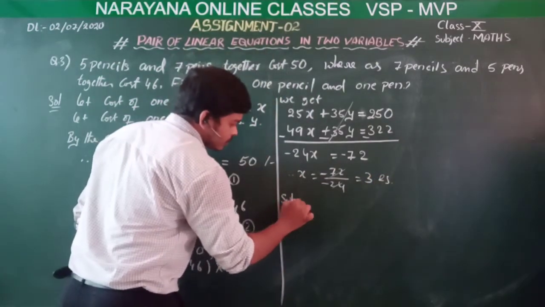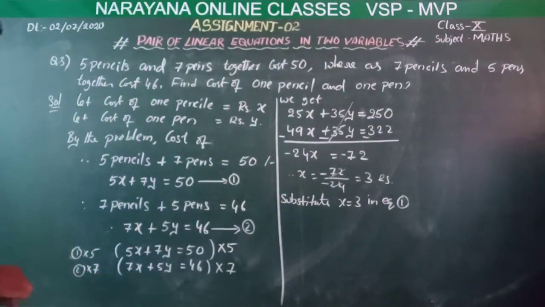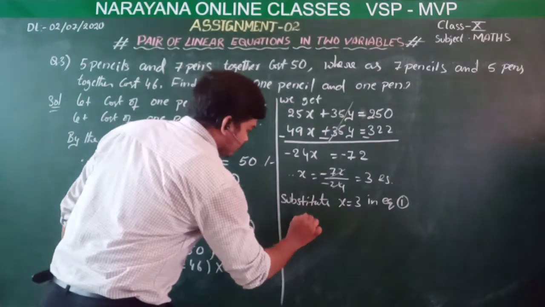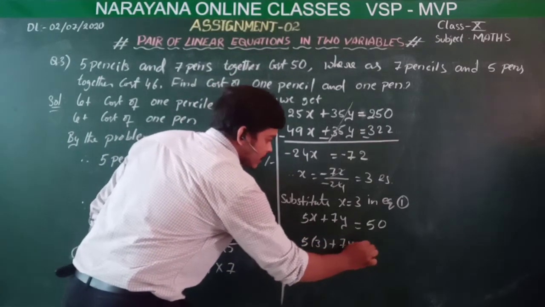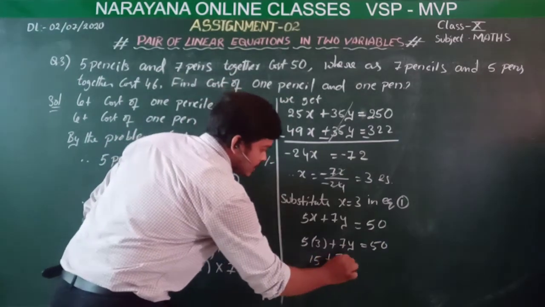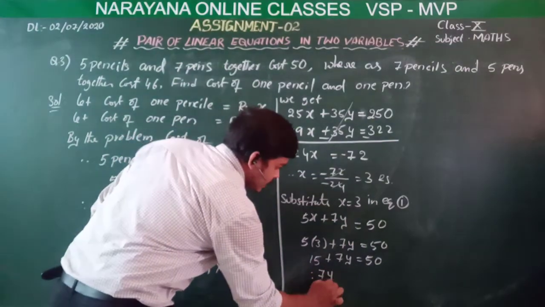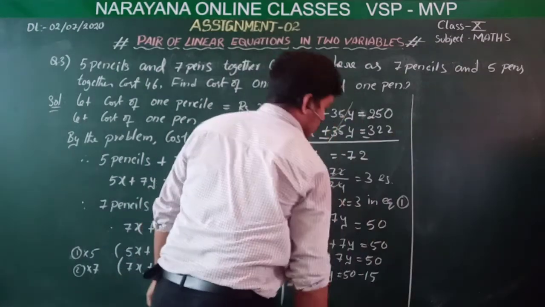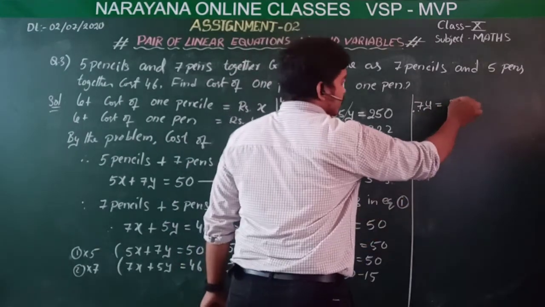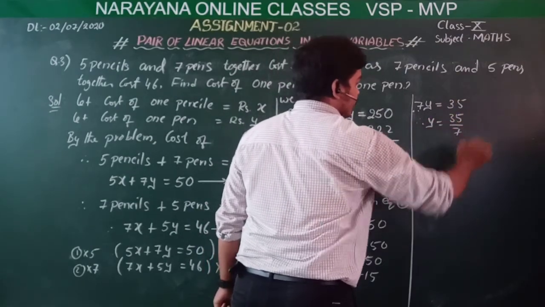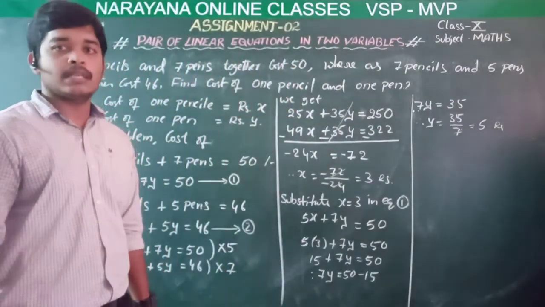Substitute x is equal to 3 in equation 1. What is equation 1 here? 5x plus 7y is equal to 50. We are substituting 3 in place of x: 5 3s are 15 plus 7y is equal to 50. Then send the 15 to the right hand side. Therefore, 7y is equal to 50 minus 15, that is 35. Therefore, y is equal to 35 by 7. 7 5s are 35. Therefore, y, the cost of one pen, is 5 rupees, right?